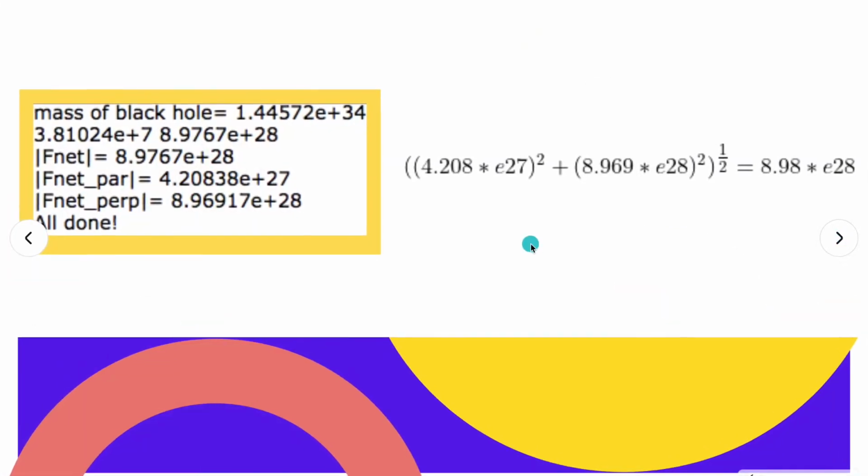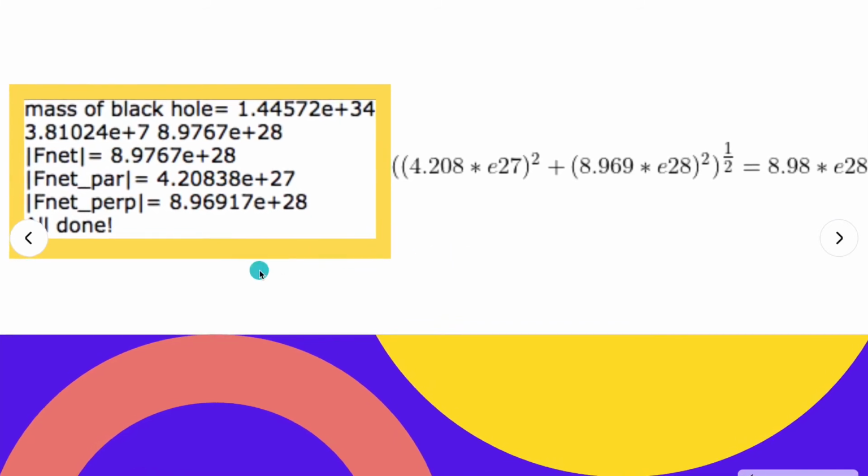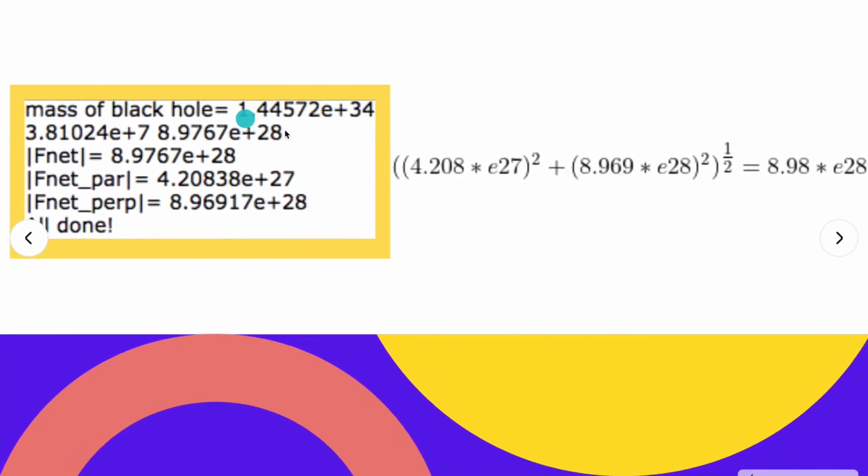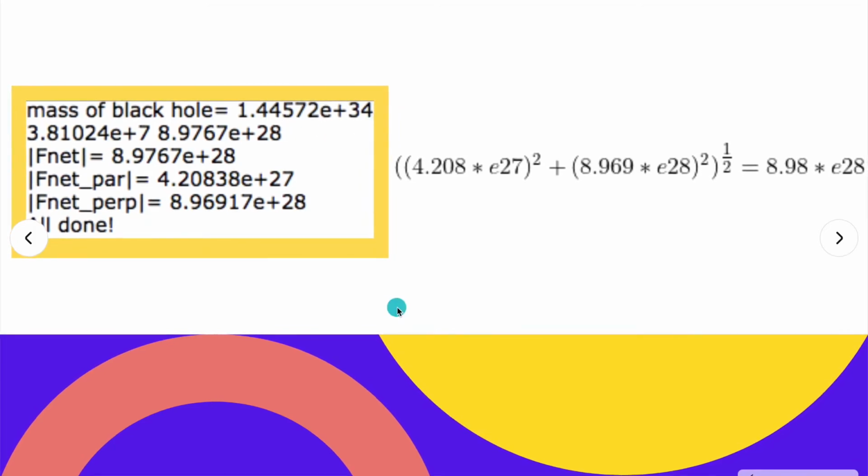These are our final results, and they do make sense because if we use the Pythagorean theorem with our F-net parallel and our F-net perpendicular, we do get our total net force.